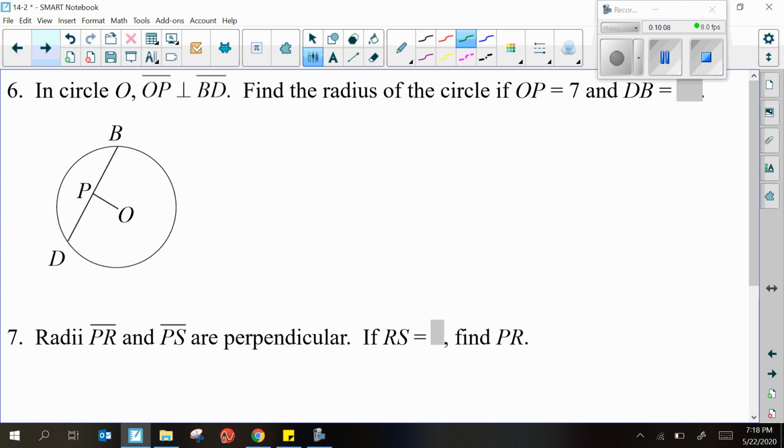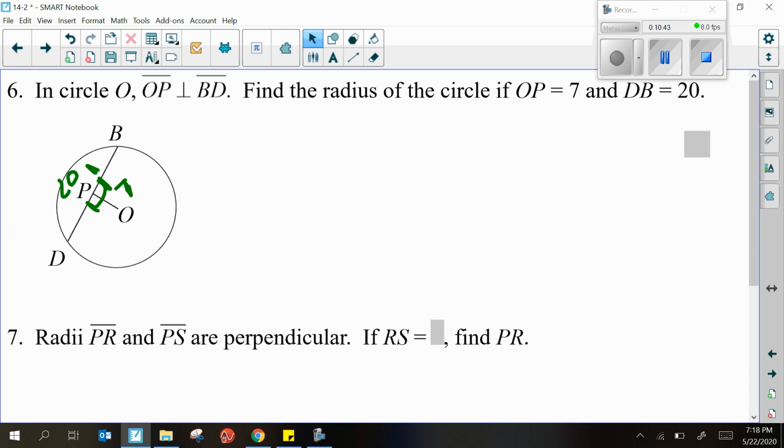Okay, next, number 6. I have circle O, and I'm told that OP and BD are perpendicular. Remember, that symbol means perpendicular. Find the radius of the circle if OP is 7 and DB is 20. All right, what do you remember about DB if it's perpendicular? It has a certain distance from the center, then it is cut in half. So each of these is 10.